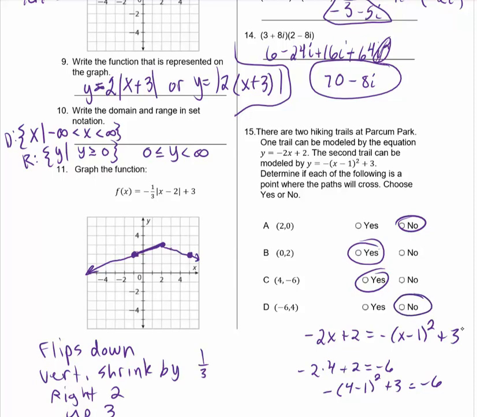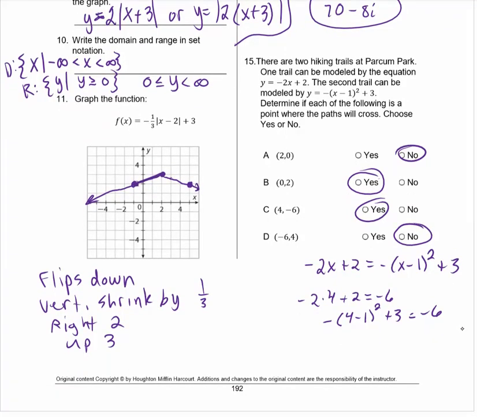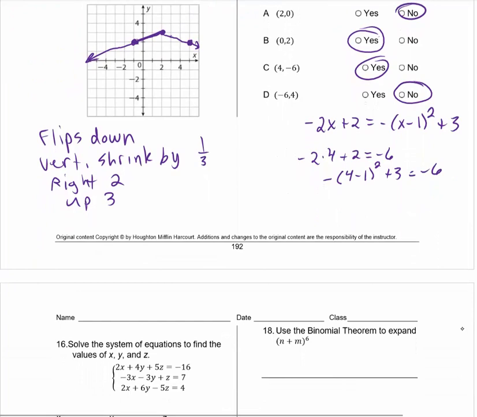But you could just solve it. Or even you could graph the two of them in the same graph and get an idea of about where they're crossing from the graph, and that would be enough to also decide which ones are yes and which ones are no.